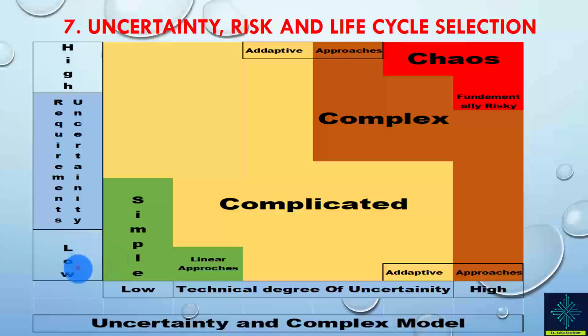And here we go from low to high. Here this point is a low level of uncertainty, and here we have a high level of uncertainty related to requirements. On the horizontal line we have a low level of uncertainty related to technical issues, or low technical degree of uncertainty. And when we go forward, we have a higher level of technical degree of uncertainty. Then we have four regions.